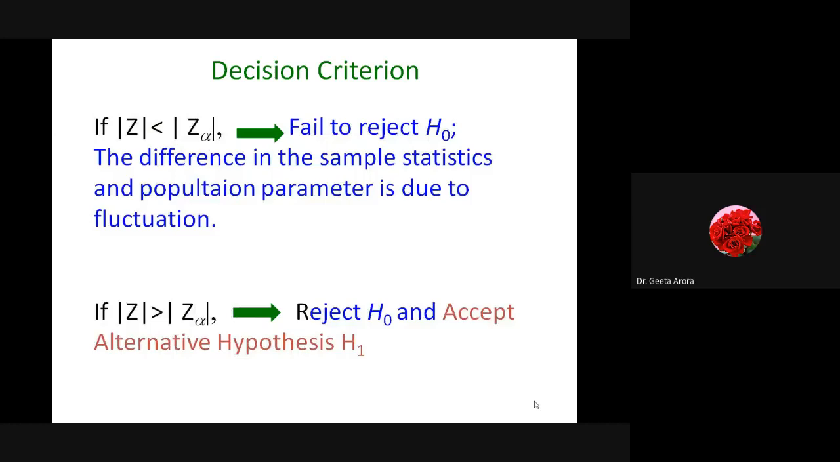And this is the criteria. If mod Z is less than the standard value, we are going to accept the hypothesis, or we can say fail to reject H naught. Otherwise we will accept H1.